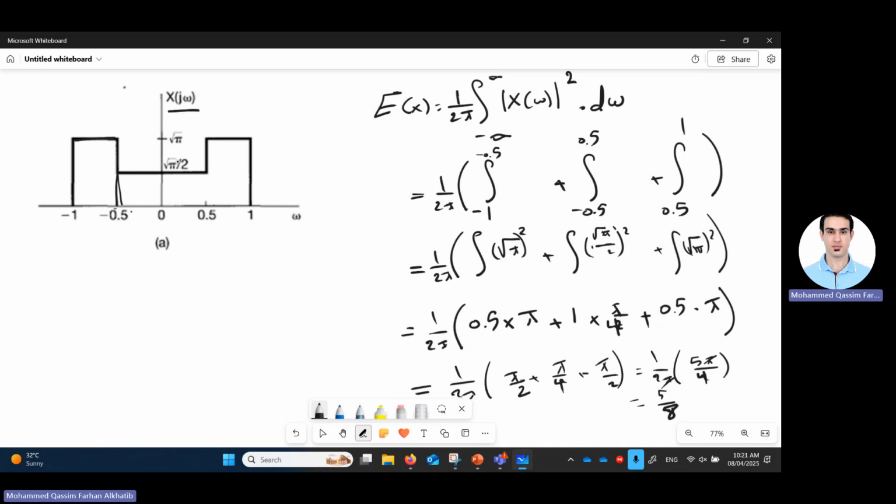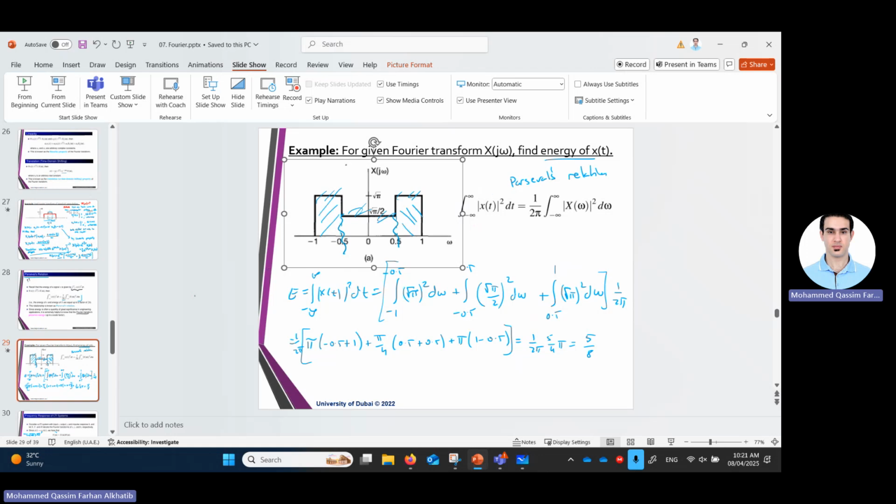Yeah, my mistake here, I thought the square root is for the whole expression. So I just follow the square root of pi, not 2. All right. So that is Parseval theorem.